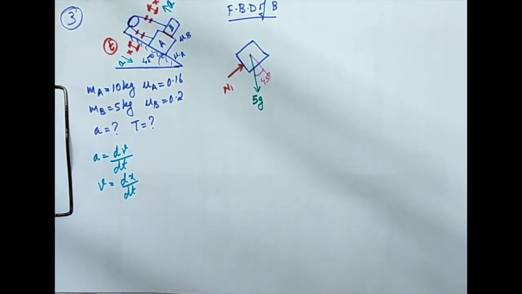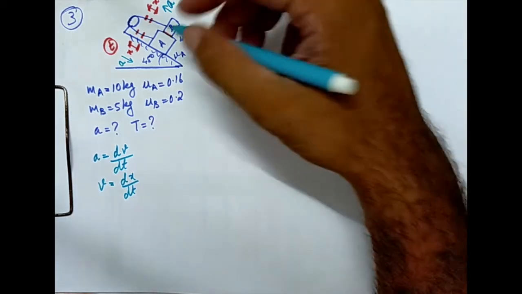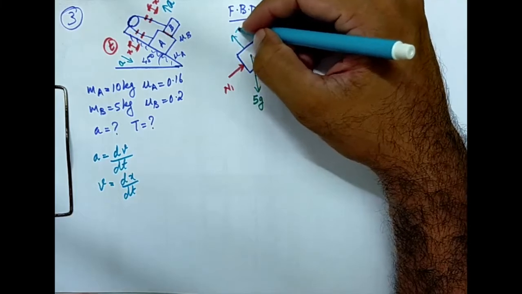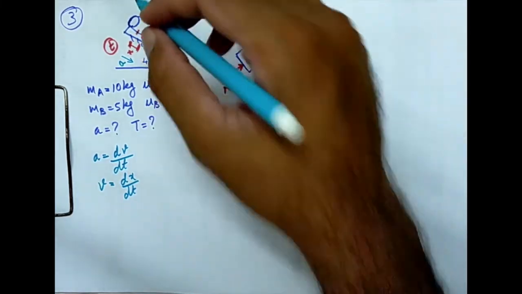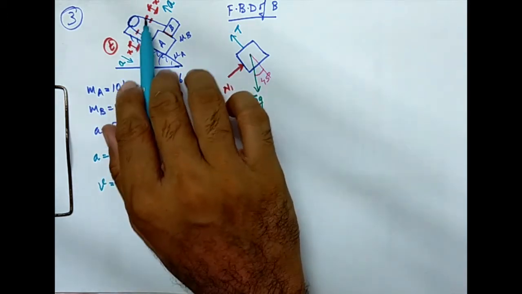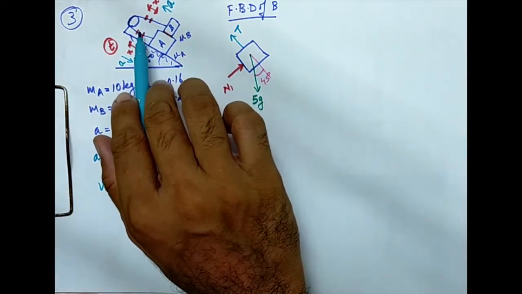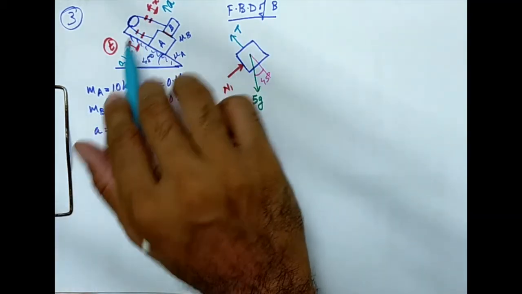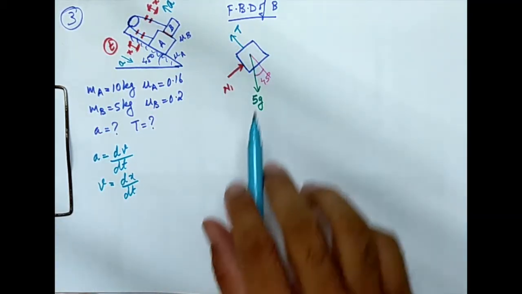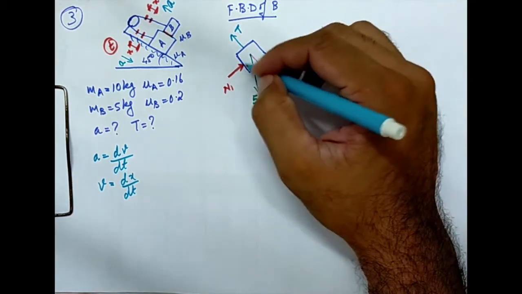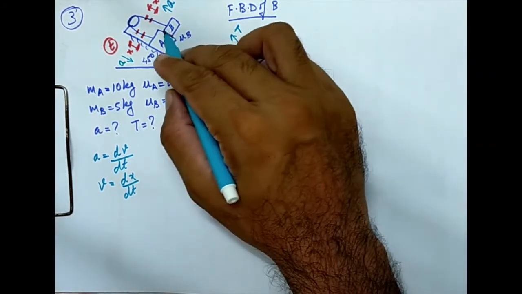And apart from that, what we have in the system is the tension in the cable. I'm calling it T. And as this pulley is frictionless, the tension in both cables, the cable here and the cable here, will be the same because this is a frictionless pulley. So both the tensions are T, and I'm marking the T. That is the tension.